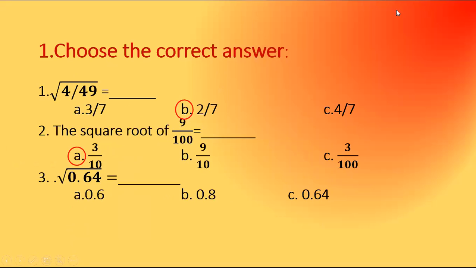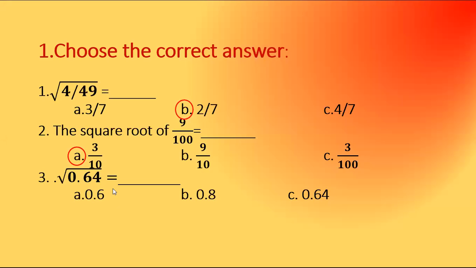Now what about square root of 0.64? Now 0.64, that means we have to remove the decimal. So we get 64 over 100. Square root of 64 is 8, and square root of 100 is 10. So we get the answer here, 0.8.